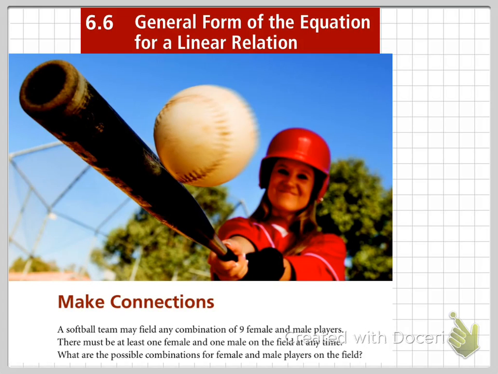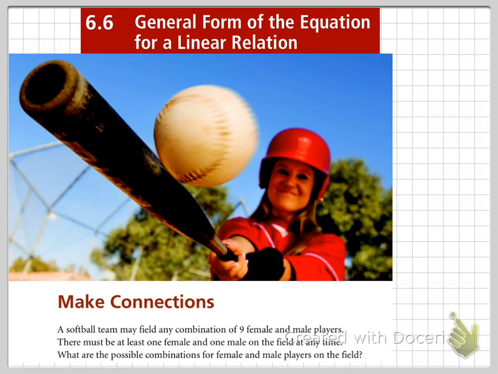Let's make connections. A softball team may field any combination of 9 female and male players. There must be at least one female and one male on the field at any time. What are the possible combinations for female and male players on the field?